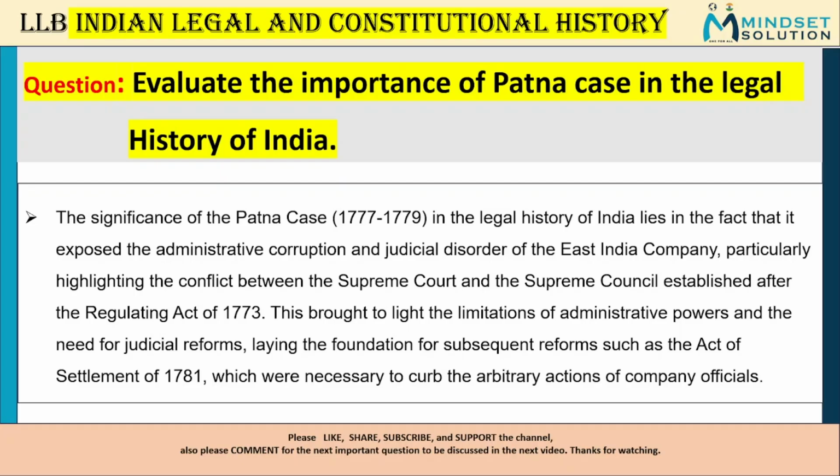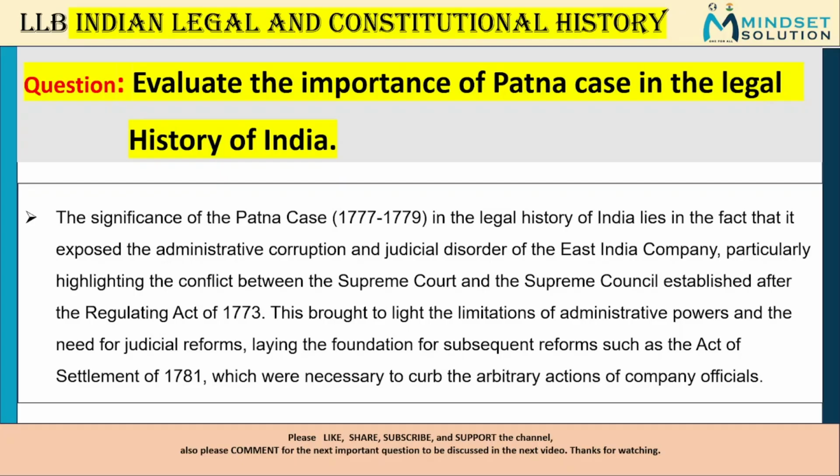1779 in the legal history of India lies in the fact that it exposed the administrative corruption and judicial disorder of the East India Company, particularly highlighting the conflict between the Supreme Court and the Supreme Council established after the Regulating Act of 1773. This brought to light the limitations of administrative power and the need for judicial reform, laying the foundation for subsequent reforms such as the Act of Settlement 1781, which were necessary to curb the arbitrary action of company officials.